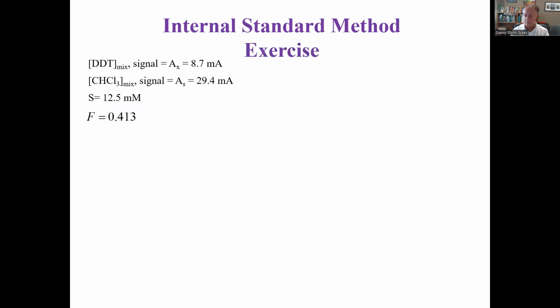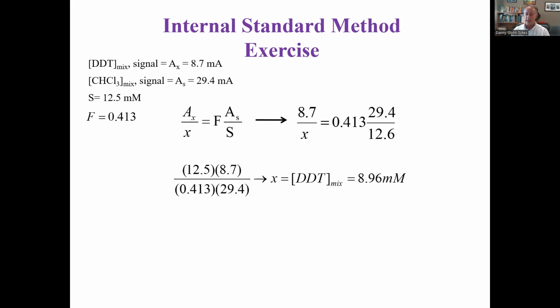So here's the summary of the information from the last slide. All I have to do is solve for this, right? I have the two signals, my instrument measured that. I know that the solution is 12.5 millimolar. I see I have a 12.6 there, sorry. And I know F. So the only thing I have to solve for is X, and that's 8.96 millimolar. That is in the spiked solution. That's what I put into the instrument.